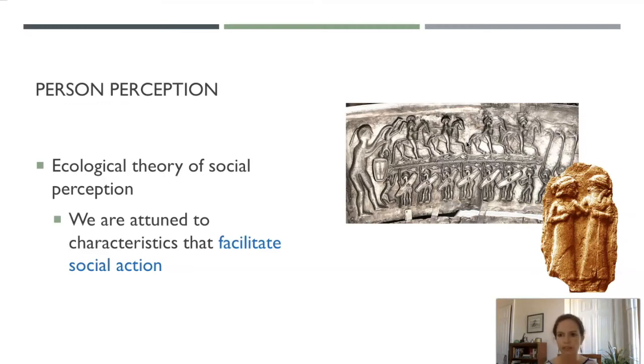Someone's gender or sex might be relevant to you in terms of detecting the possibility for a romantic partner or a mate, right? Whether or not somebody looks strong and dominant and intimidating is going to be incredibly relevant in whether or not you approach that person in a really open way or whether you approach them in a very cautious way. These are the characteristics that matter when we're first deciding how to interact with another person. And so that's what our brains are optimized to detect first.